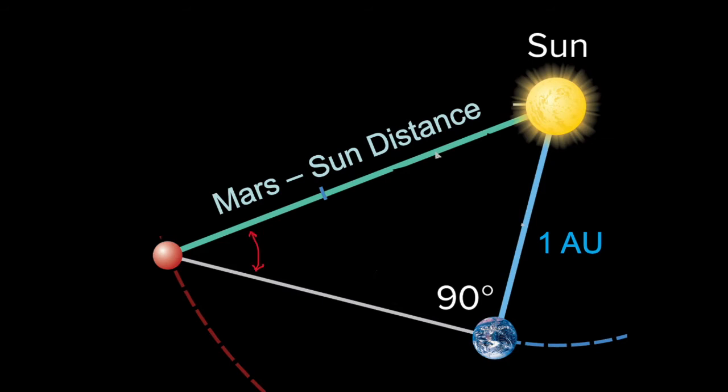This angle here, you'd have to be living on Mars in order to view the angle between the Sun and the Earth. You'd have to be living on the Sun to measure this angle directly, which you also can't do. But he had a trick up his sleeve in order to figure out this angle right here.